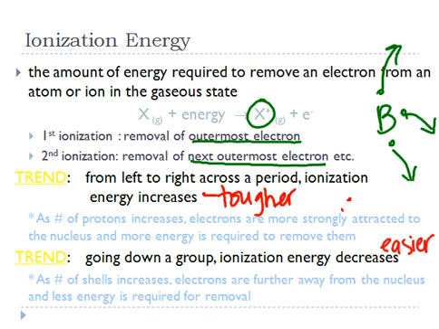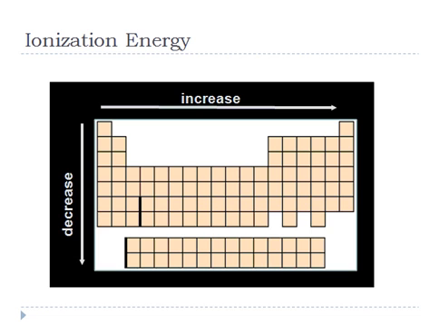So again, I have a quick little chart if you want to add this in on your notes. Here's the trend for ionization energy. It decreases or becomes easier as we go down a group. Ionization energy increases or becomes harder as we go across a period.